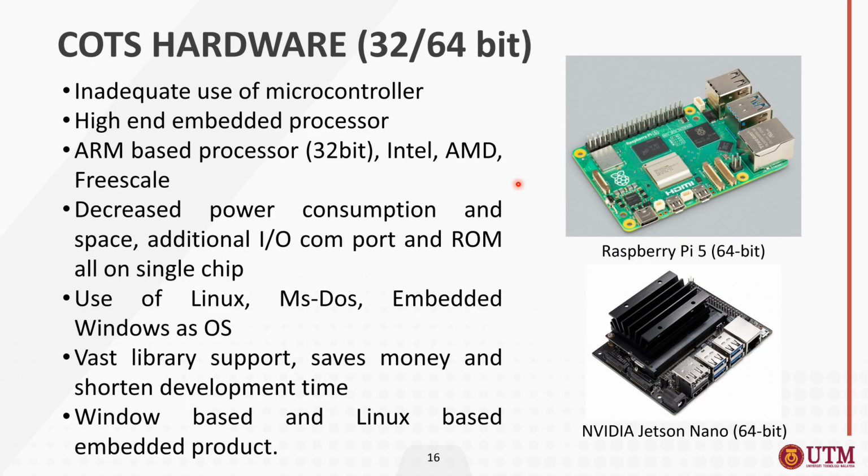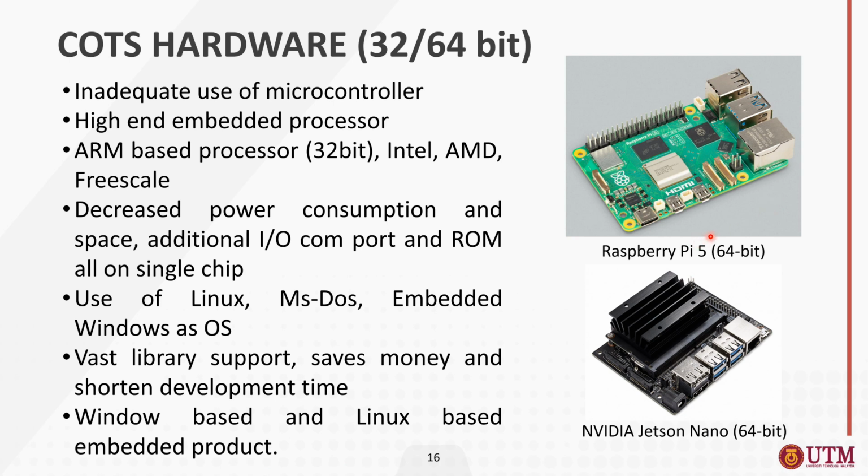So this is more advanced. Advanced versions of COTS. So in advanced use of microcontroller, there is the high-end embedded processor, the ARM-based processor, for example the Raspberry Pi here. They use an ARM-based processor. It has decreased power consumption and space, with additional input-output, COM port and ROM all on a single chip. It uses Linux. For Raspberry Pi, you can have Raspbian OS, and you can also install Ubuntu here. So it is a Linux-based system. There is also MS-DOS, Embedded Windows, vast library support, saving money and shortening development time, with Windows-based and Linux-based embedded products. So this is the example of this more powerful COTS hardware.